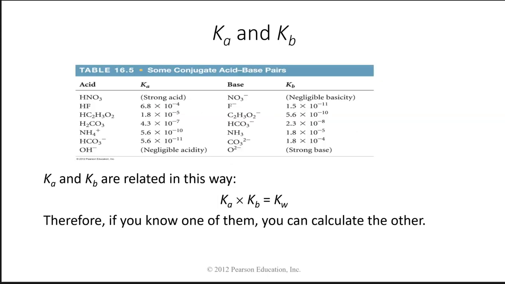Here's a number of weak acids and strong acids, and we see the strong acids have a large Ka, or we just say strong acid, and it has no Kb value. For things that are weak, we have both Ka and Kb, and if you want, you can multiply a particular weak acid's Ka times its conjugate base's Kb, and you will find that the product is equal to Kw. So if you know one, you can determine the other.